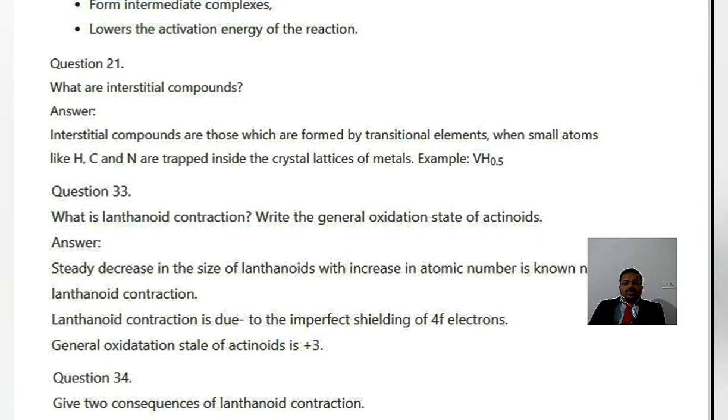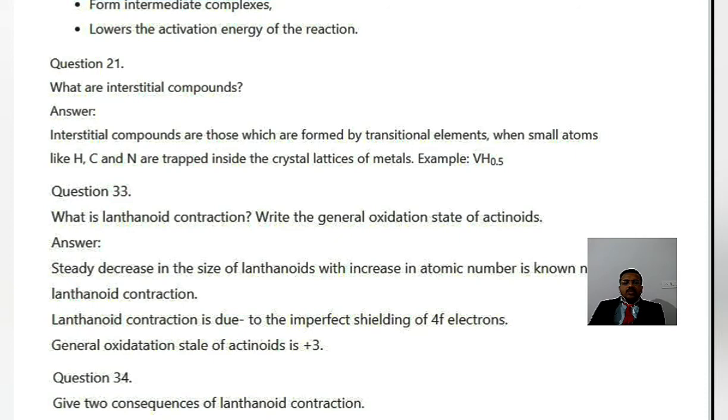Interstitial compounds are those which are formed by transitional elements when small atoms like hydrogen, carbon, nitrogen are trapped inside the crystal lattice of the metals. About crystal lattice, we already studied in the first chapter, that is the solid state, and we already know what is interstitial space, the space occupied by the atoms. Interstitial space is the space that is available in the void space in between that.